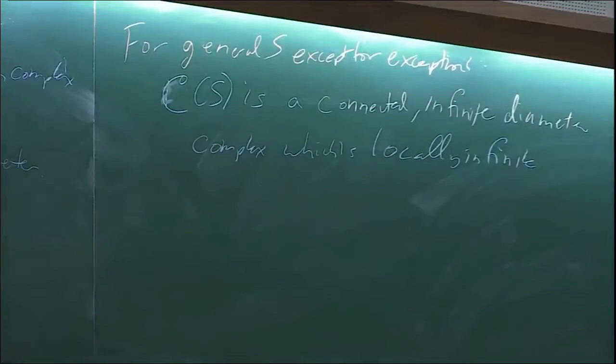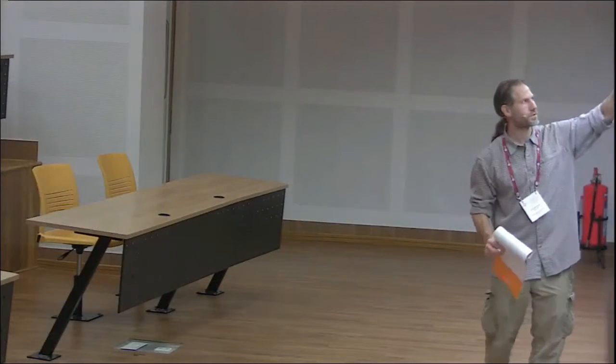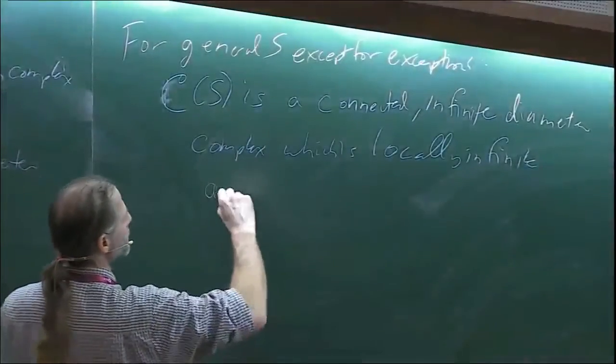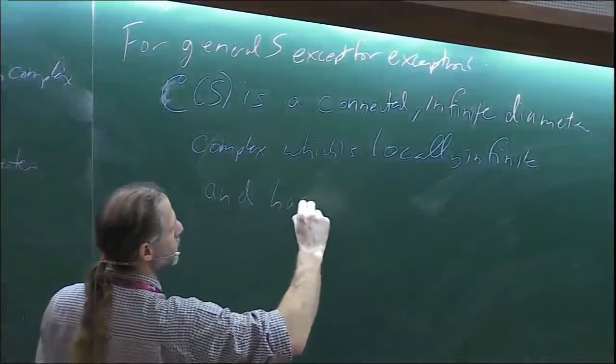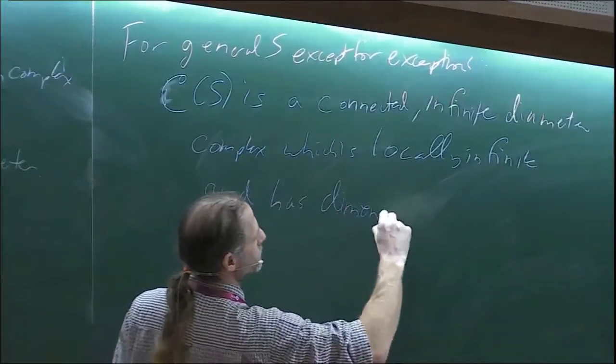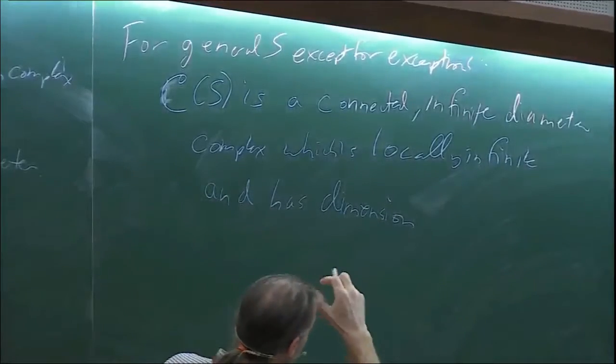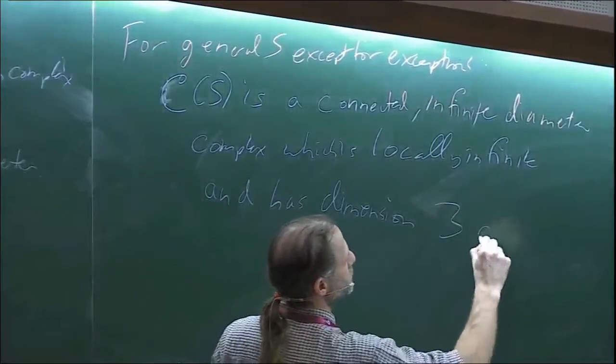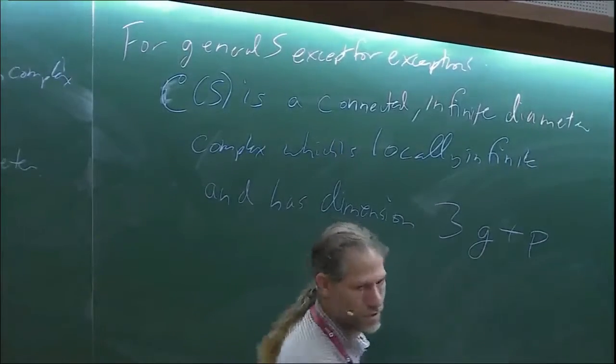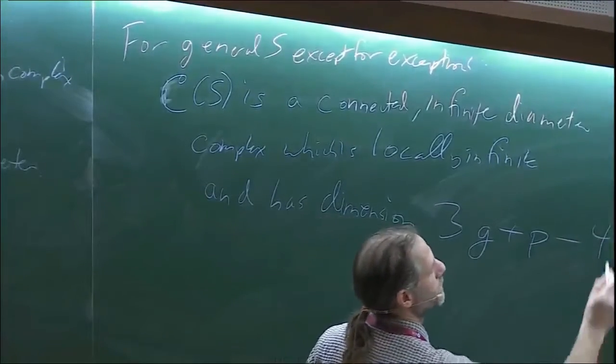Okay, that's actually a property that we could see over here too. I didn't mention it, but you can see at 0, there's infinitely many edges that come out of that single vertex, and the whole thing is symmetric. So every vertex, it turns out, is locally infinite. And it has a dimension. This is slightly different because that's one of the exceptional cases, but in general, it has dimension 3 times the genus plus the number of punctures minus 4.